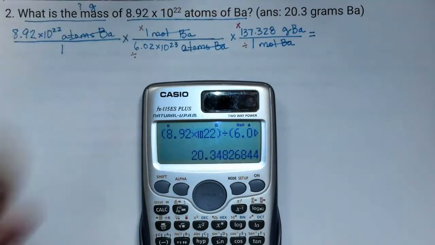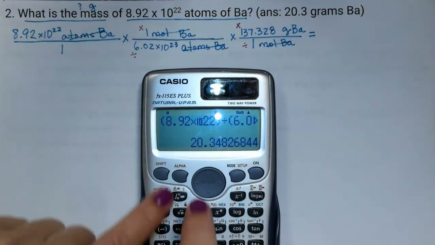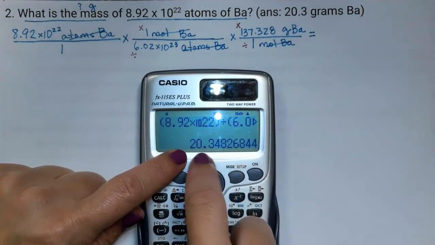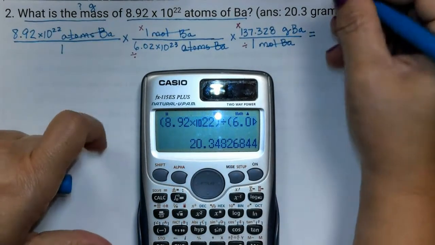So I'll hit equals, and notice I have 3 sig figs to start. So I want to round this off to have only 3 sig figs. So it would be 20.3, and that's grams of barium.